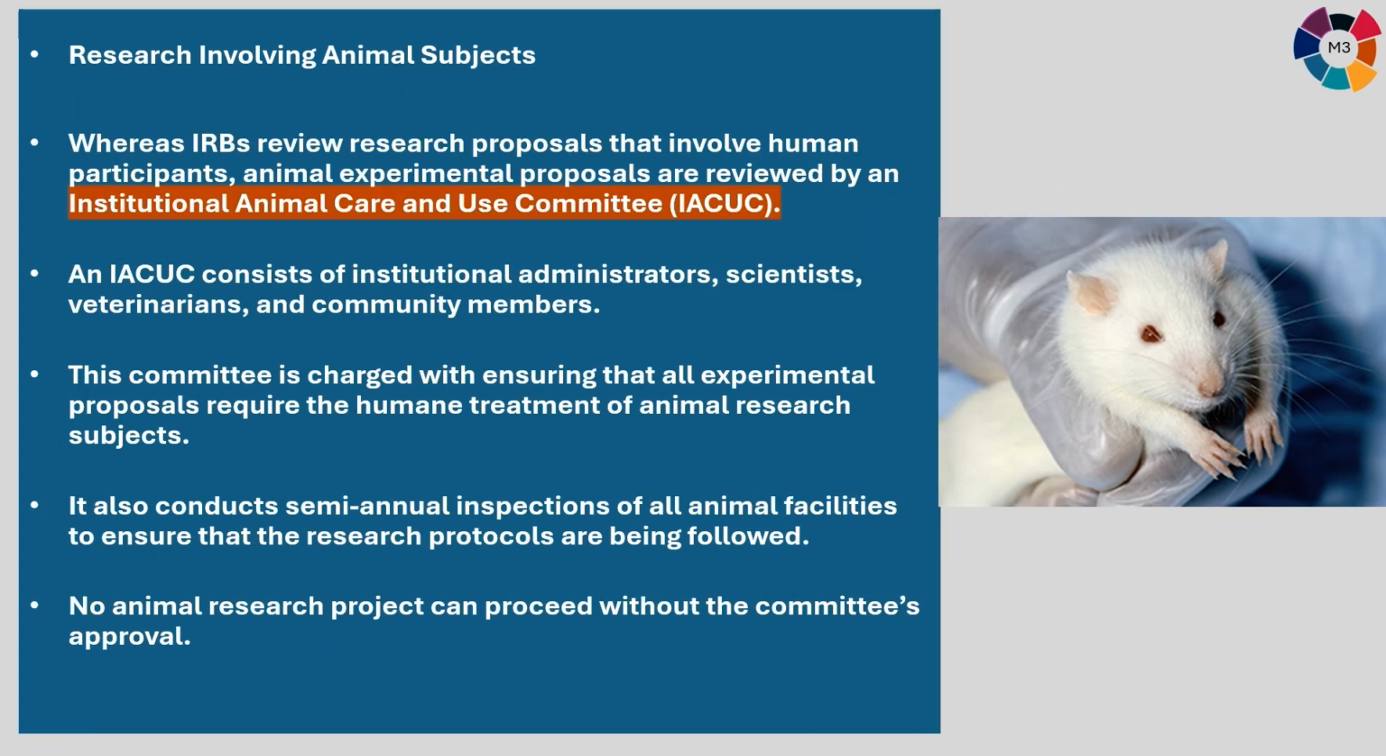Researchers must design their experiments to minimize any pain or distress experienced by animals that are serving as research subjects. Whereas IRBs review research proposals that involve human participants, animal experimental proposals are reviewed by an institutional animal care and use committee. This committee consists of institutional administrators, scientists, veterinarians, and community members. This committee is charged with ensuring that all experimental proposals require the humane treatment of animal research subjects. It also conducts semi-annual inspections of all animal facilities to ensure that the research protocols are being followed. No animal research project can proceed without the committee's approval.